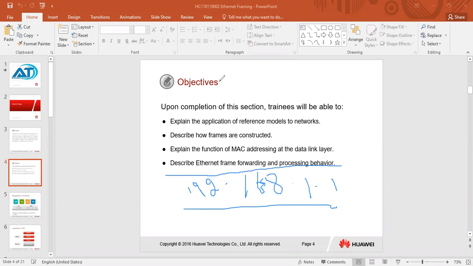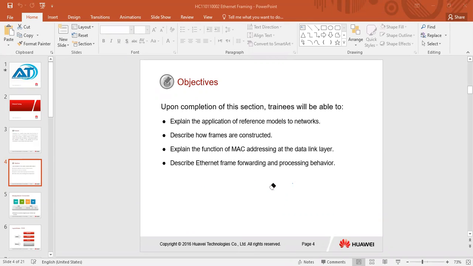We will discuss different types of IP addressing in our future classes: IP version 4, which is 32 bits, and IP version 6, which is 128 bits long. Third, we will discuss Ethernet framing and how these frames will be forwarded.